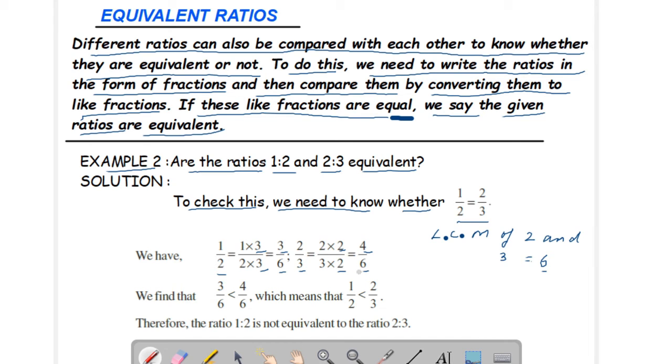Here both the denominators are same. We can compare numerators. Here it is 3 and here it is 4. We know that 3 is less than 4. It means 3 upon 6 is less than 4 upon 6, which means that 1 upon 2 is less than 2 upon 3. It means both the ratios are not equivalent. Therefore, the ratio 1 upon 2 is not equivalent to the ratio 2 upon 3.